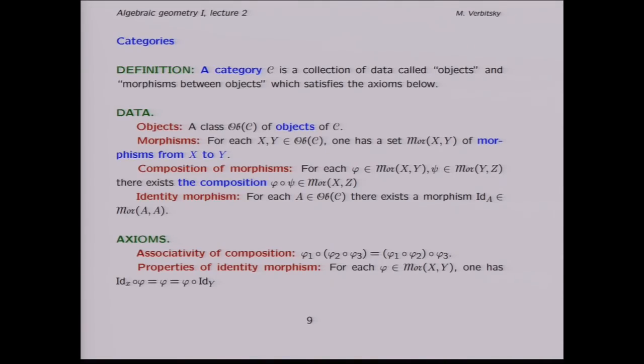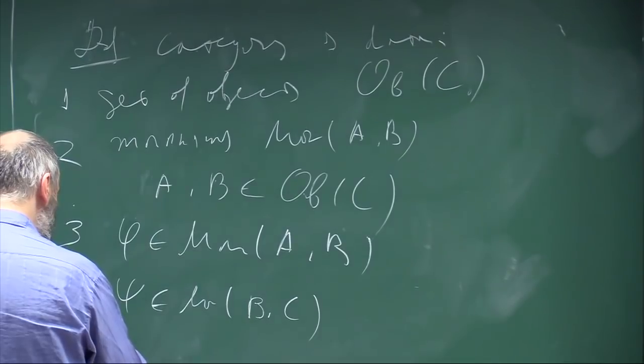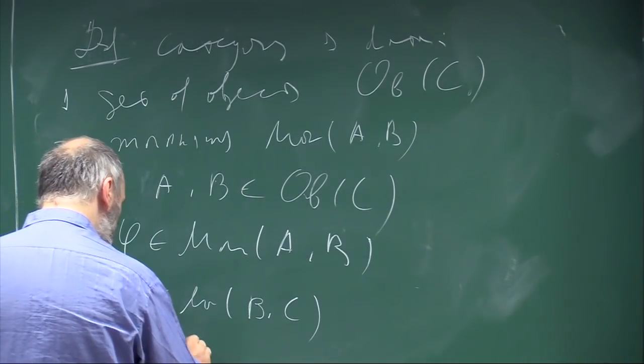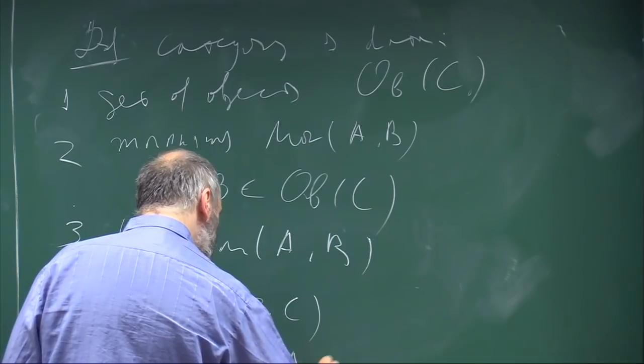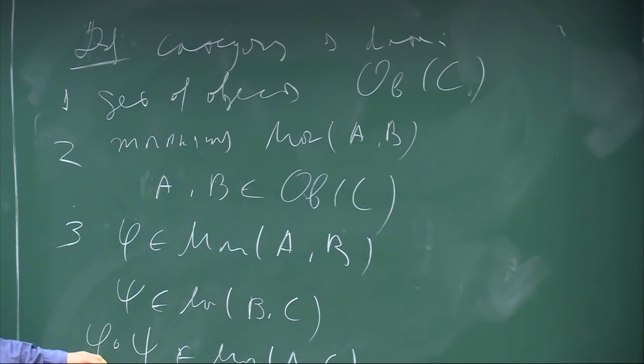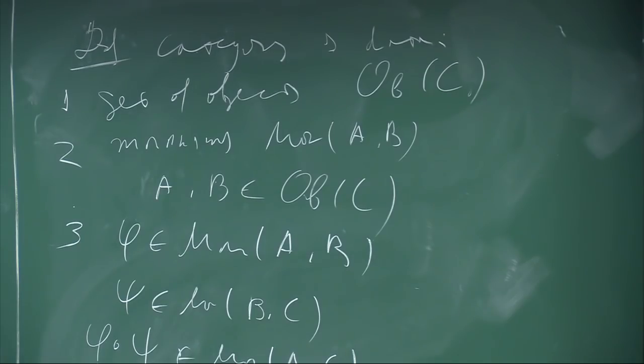So there are two sets, and there is the composition operation. If you have phi in morphisms from A to B, and you have psi in morphisms from B to C, this gives you the composition phi times psi in morphisms from A to C. Notice that I use composition in what is not always the standard order. But for categories, it's natural.